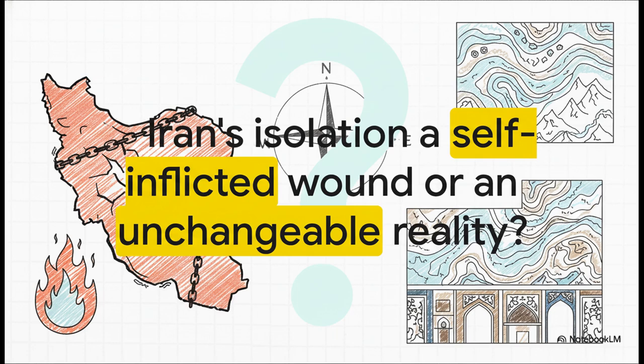And so, that's the big puzzle we're left with when we look at modern Iran. Is its lonely position in the world a choice, something it created with its revolutionary ideology? Or is it an unchangeable fact of its geography and its history, a destiny that pretty much any government in Tehran would have to deal with? That's the question that continues to shape not just Iran's future, but the entire world.